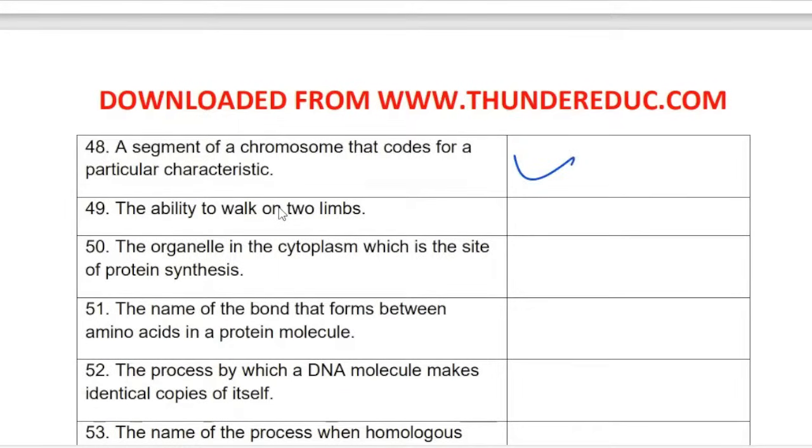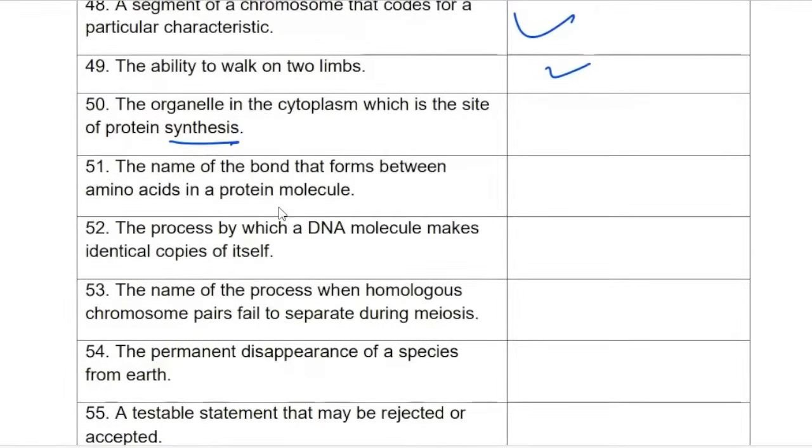Ability to walk on 2 limbs, we call it bipedalism. The organelle in the cytoplasm which is a site for protein synthesis is a ribosome. The name of the bond formed between 2 amino acids, I explained this, it is a peptide bond. The process by which a DNA molecule makes an identical copy of itself is DNA replication.